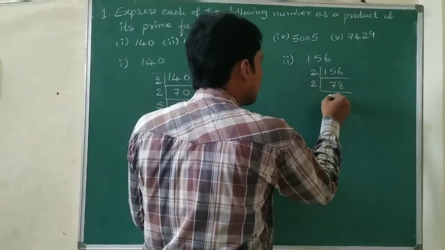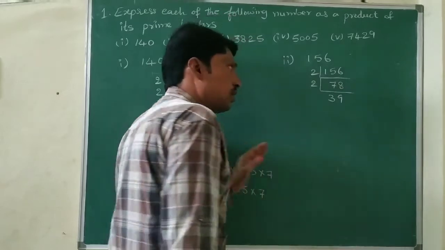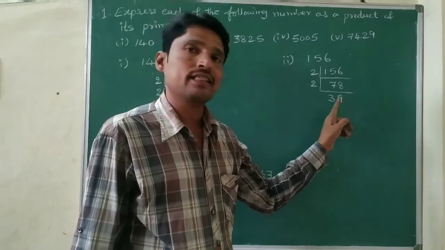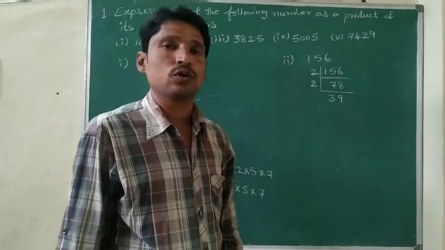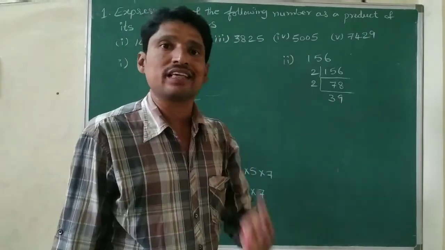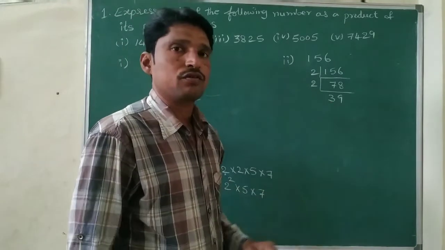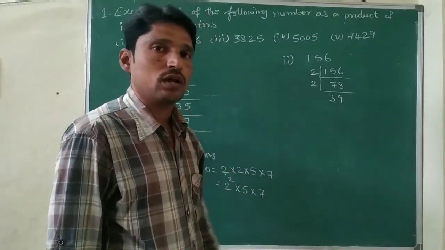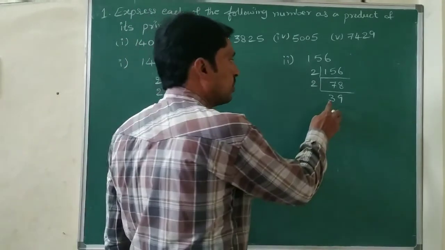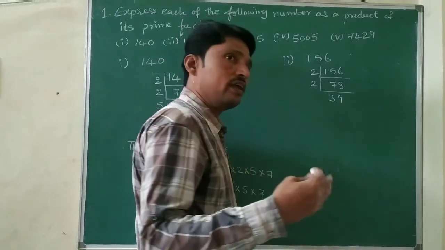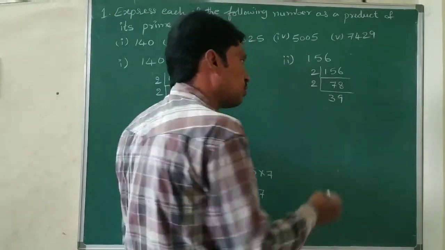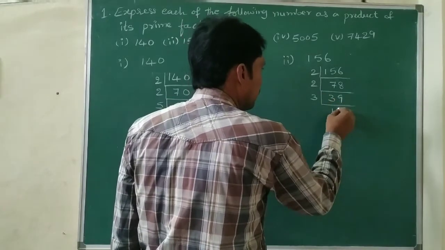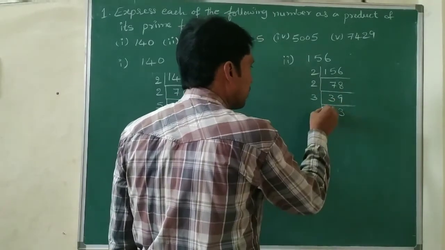So 2 3s are 6, 2 9s are 18. Now the unit digit is 9. 9 means it is not divisible by 2. Means the next prime number we need to take, that is 3. What is the divisibility rule of 3? If the sum of all digits is divisible by 3, then the whole number is divisible by 3. So 3 plus 9 is 12. Is 12 a multiple of 3 or not? Multiple means 3 you can take. 3 1s are 3, 3 3s are 9, giving 13. 13 is a prime number.